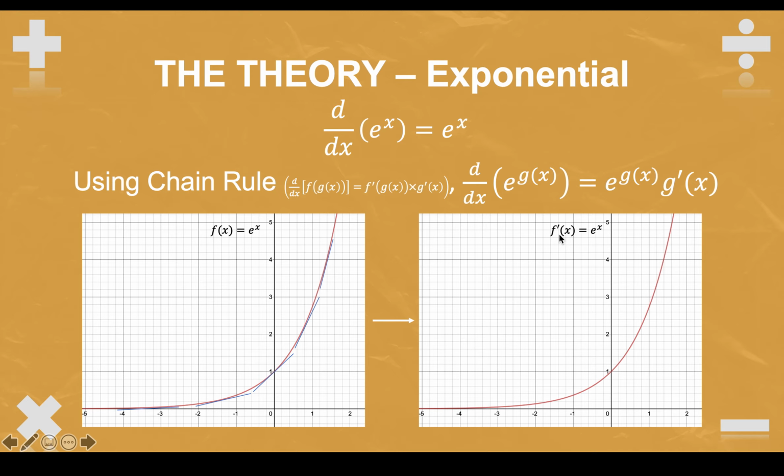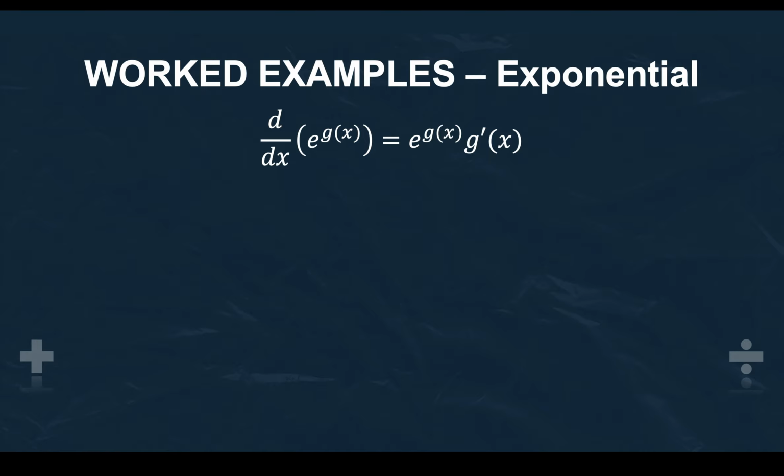Now, using the chain rule, which is written here for reference, if I want to deal with a more general case where I have e to the g of x, then the derivative of e to the g of x is just e to the g of x times the derivative of g of x, which is g dash of x. Now, let's do a couple of examples. Here is that same equation put here for reference.